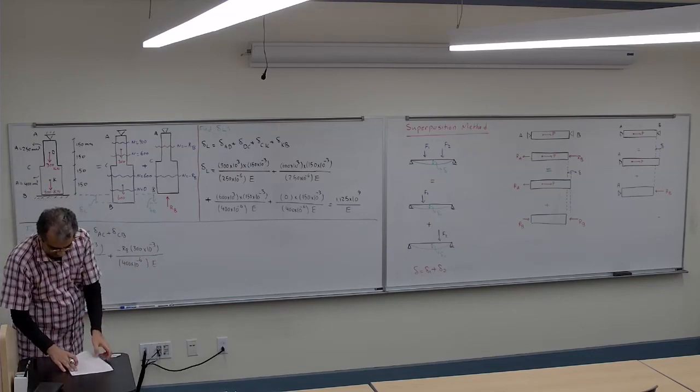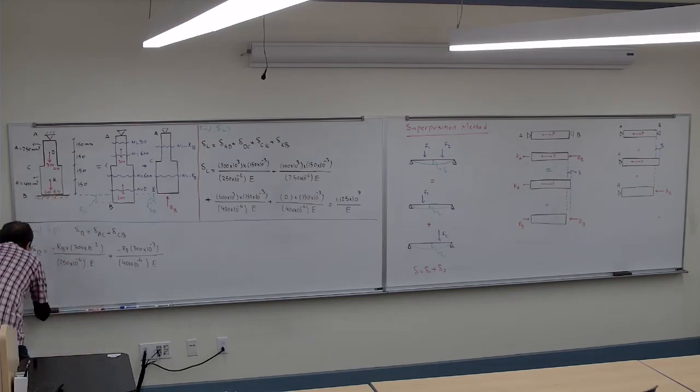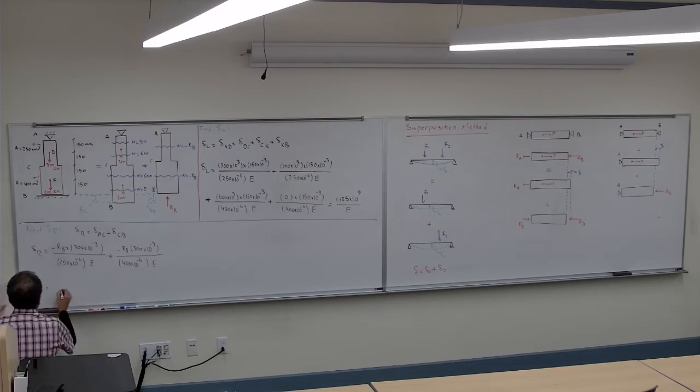So if I have it right, the delta R would be minus 1.95 times 10 to the 3 RB over E.